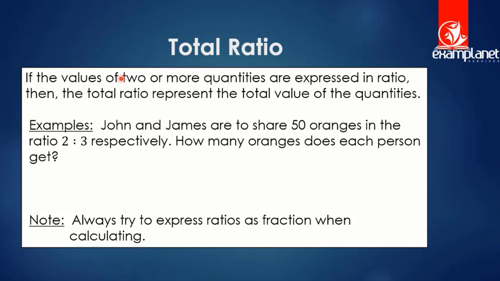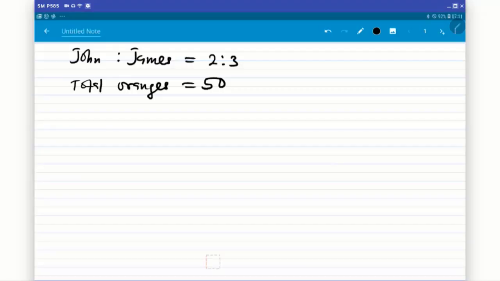Now we have a simple example here. It says John and James are to share 50 oranges in the ratio 2 to 3 respectively. How many oranges does each person get? So they are sharing 50 oranges in the ratio 2 to 3, John and James. Alright, so we have John's ratio to James's ratio equals 2 to 3, and they are sharing a total of 50 oranges.